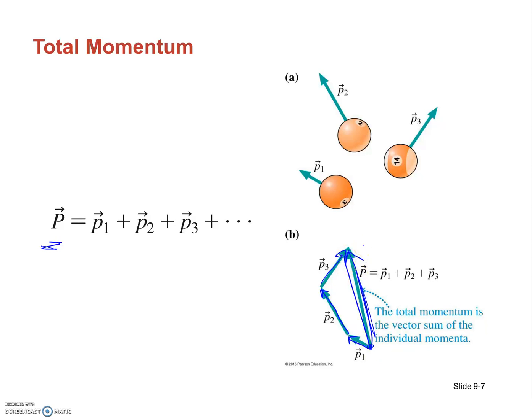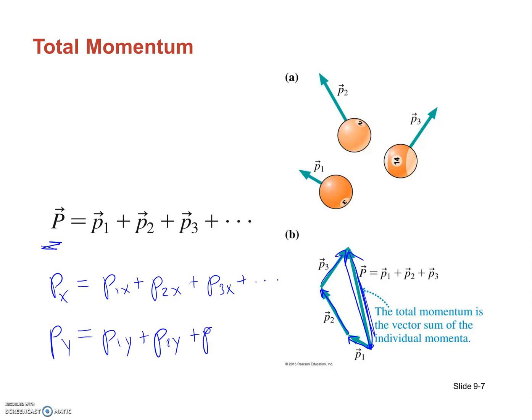And we could find this mathematically by saying the total momentum in the x direction is equal to P1 in the x direction plus P2 in the x direction plus P3 in the x direction, and so on. You can add up all of the x components to find the x component of the total momentum. Likewise, we can do this in the y direction. The total momentum in the y direction is equal to P1 in the y plus P2 in the y direction plus P3 in the y direction, and so on.